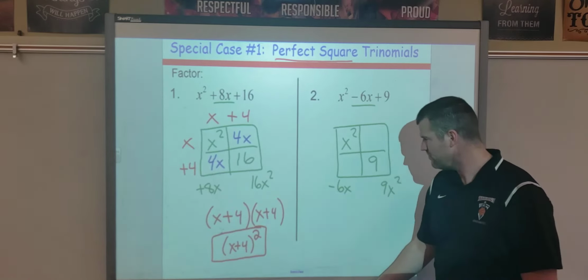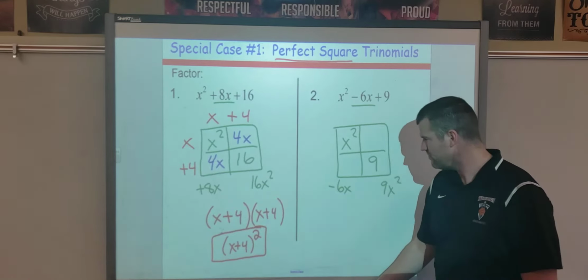Two more examples, just for good practice. First term, first box. Last term, last box. We need to add to 6x and then multiply. Make sure you multiply both of those boxes together to get 9x squared. This time we're going to have positive 3 for both unknowns, so 3x, 3x.